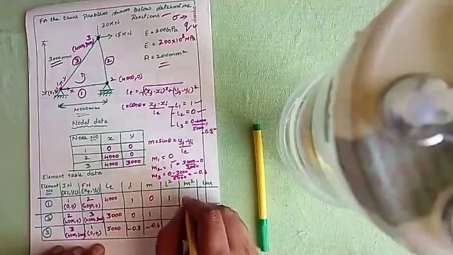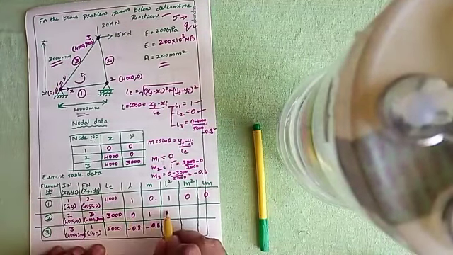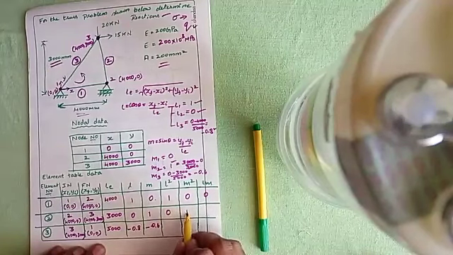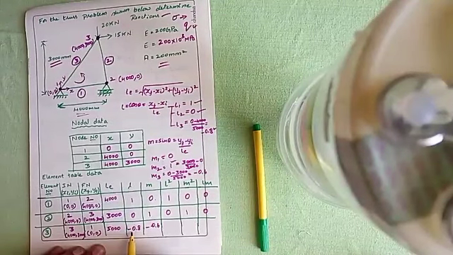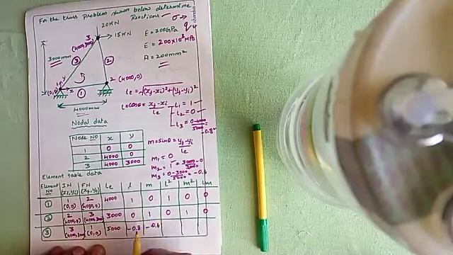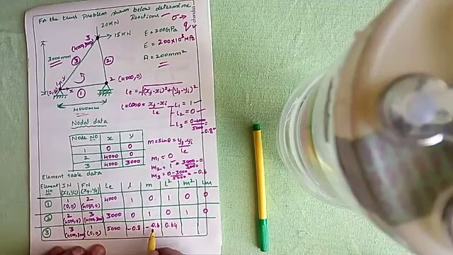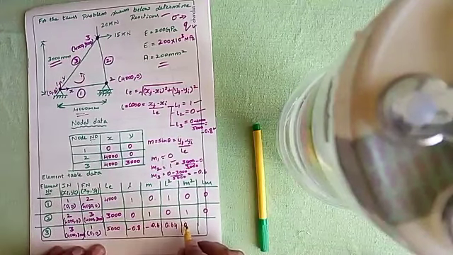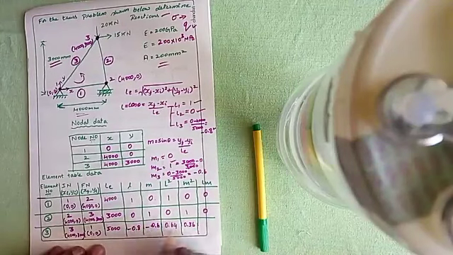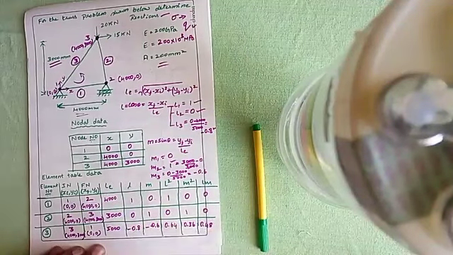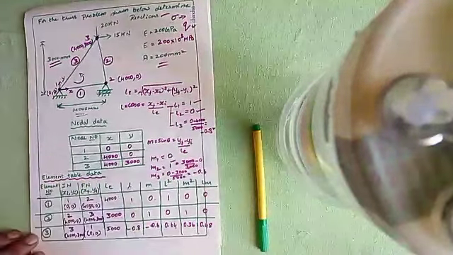Now L square is 1, M square is 0, LM will also be 0, because 1 into 0 is 0. Now do the simplification. For element 2, L square is 0, M square, 1 square is 1, L into M, 0 into 1 is 0. For element 3, L is minus 0.8, L square is 0.64. Now M is minus 0.6, M square is 0.36. Now L into M, 8 6s are 48, minus into minus becomes plus 0.48. So this is how you are going to prepare your element table data. This is the major thing you need to do.